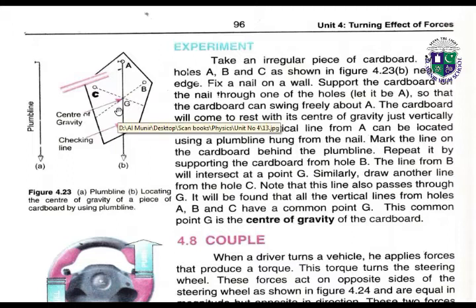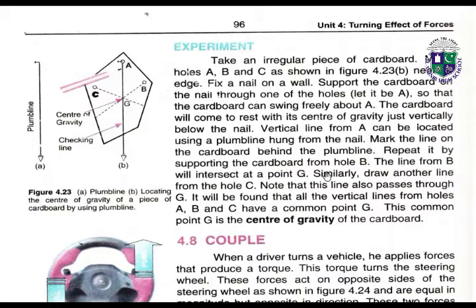So we can find the irregular shaped object's center of gravity with this experiment. Take an irregular piece of cardboard, make holes A, B and C near its edge. Fix a nail on a wall to hang it so that the cardboard can swing freely about A. The cardboard will come to rest with its center of gravity just vertically below the nail. The vertical line from A can be located using a plumb line hung from the nail.